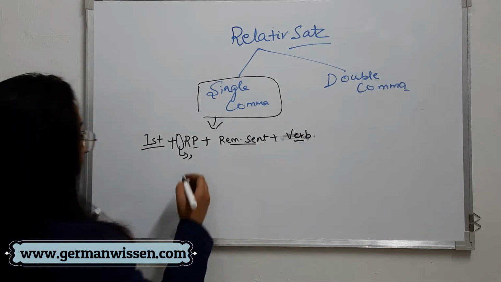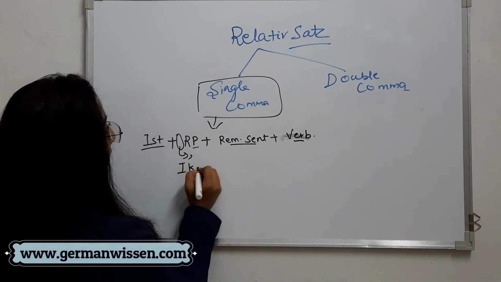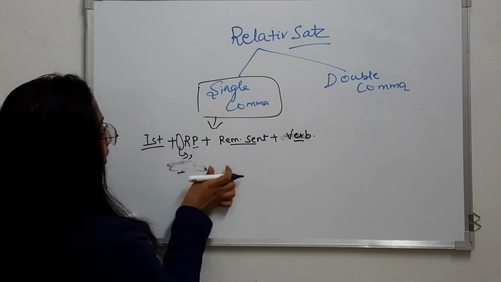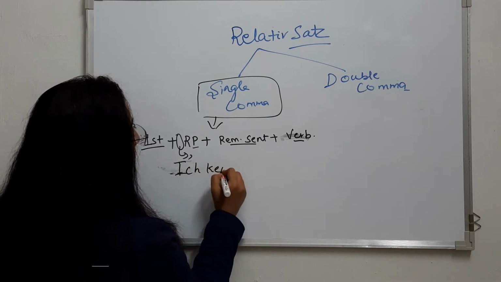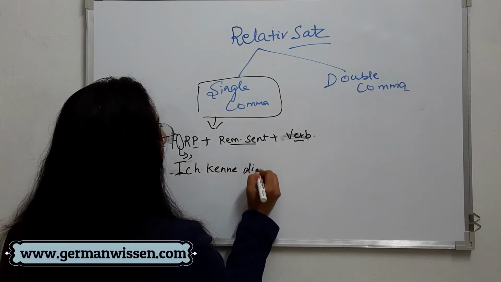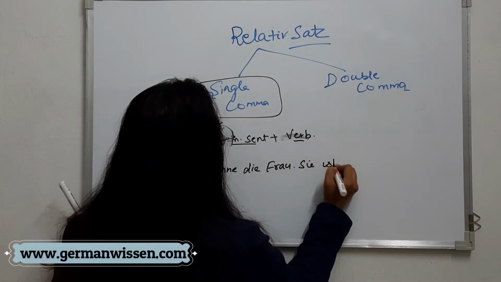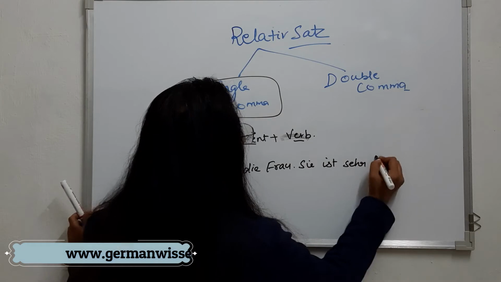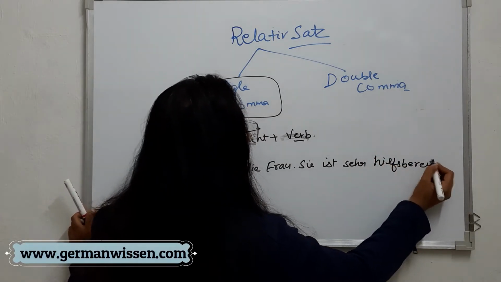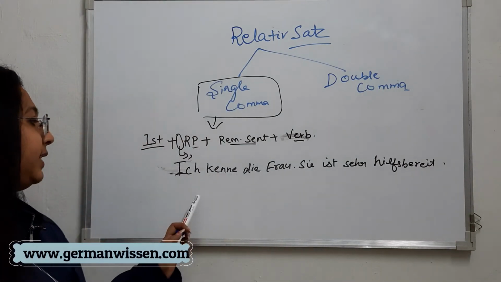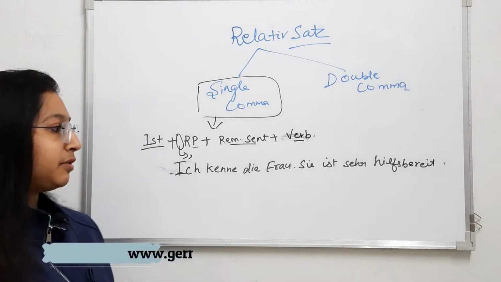Let's take an example. Okay, so we can take: Ich kenne die Frau. Sie ist sehr hilfsbereit. Now, here you can see that we have written two different sentences. First is Ich kenne die Frau. Second is saying Sie ist sehr hilfsbereit.